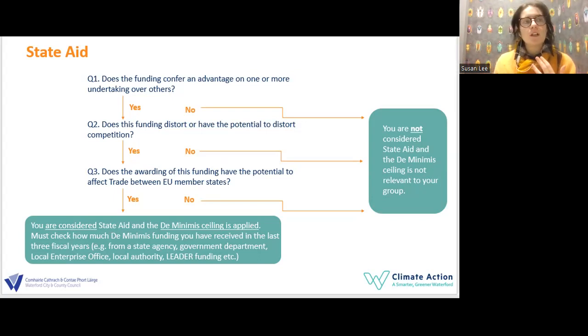But say you are a group, and it could be because social enterprises are allowed to apply for this, say you are selling something nationally and it can be sold to the EU market, then you would be yes to all questions and you have to consider the de minimis ceiling.